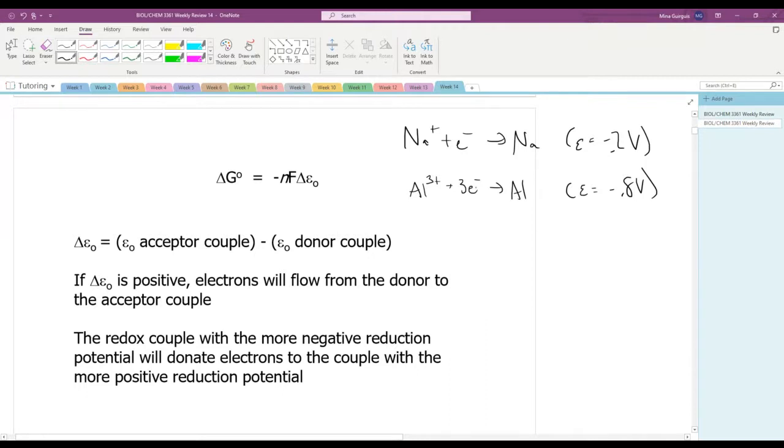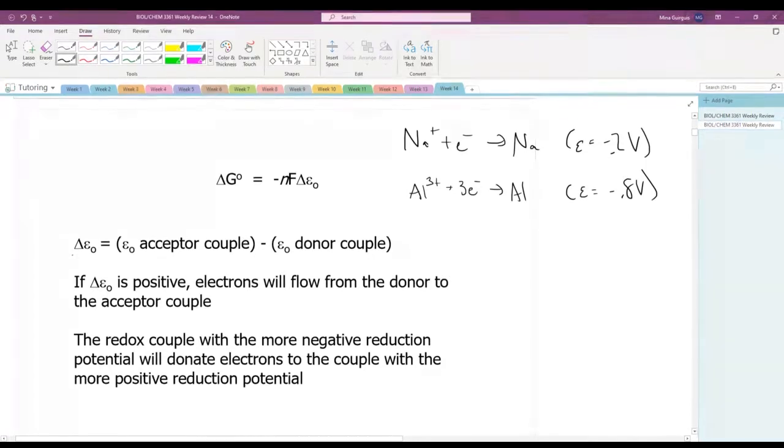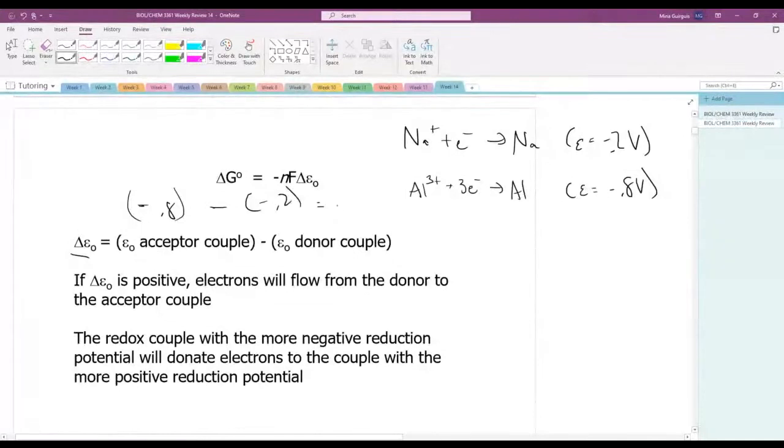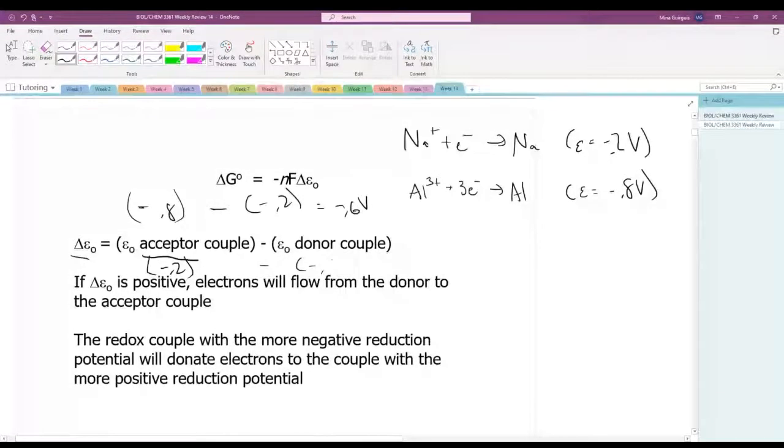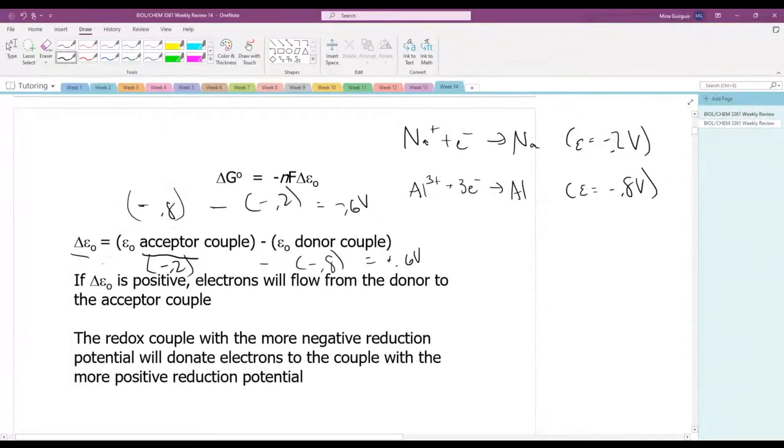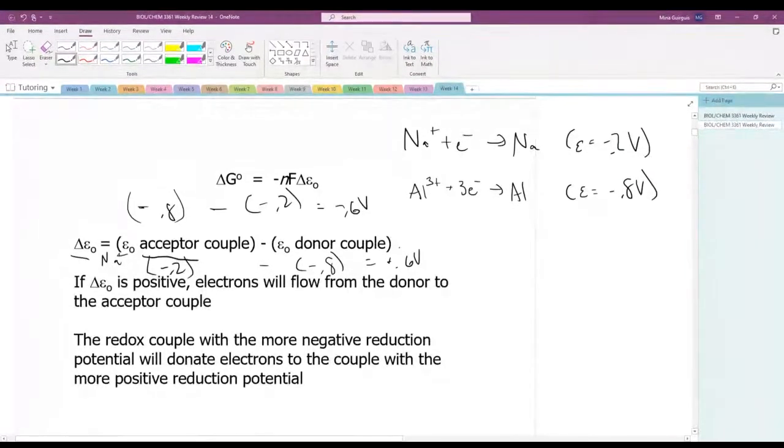Okay, so what this equation is telling you is, if I were to say negative 0.8 minus negative 0.2 equals negative 0.6 volts, that's telling me that the negative 0.8, so the aluminum, is not the acceptor, and the sodium is not the donor. If I flipped this on the other hand, negative 0.2 minus negative 0.8, I get positive 0.6 volts, and therefore the sodium has to be the acceptor and the aluminum has to be the donor.